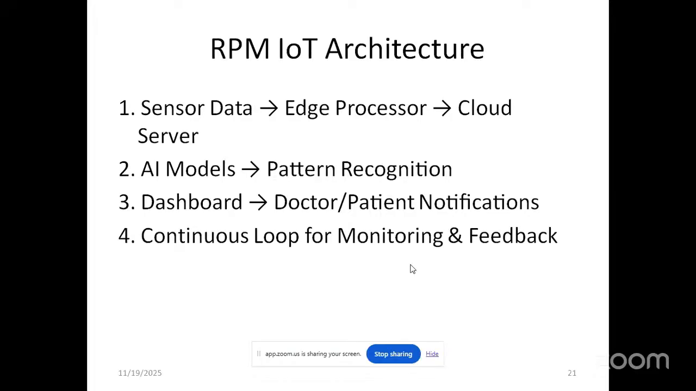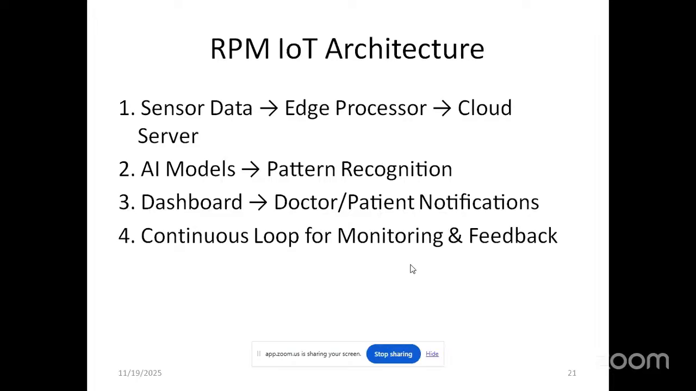Second, the AI models. What are AI models? Models trained on previous data, like pattern recognition. Many models are available, but in our project the AI models are flexible, and you select the model based on the advantage. This project mostly uses pattern recognition methods.